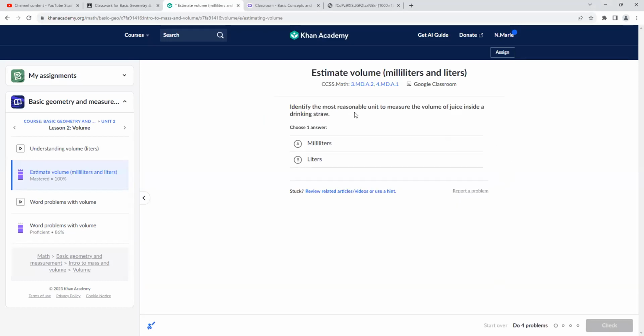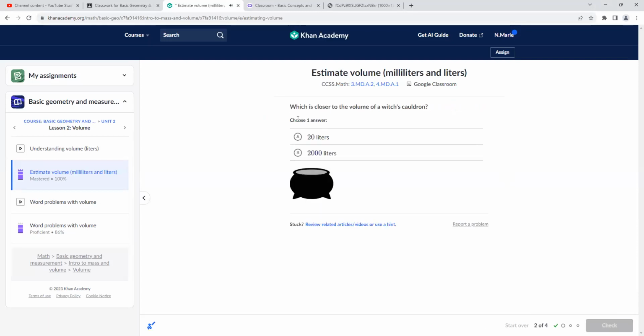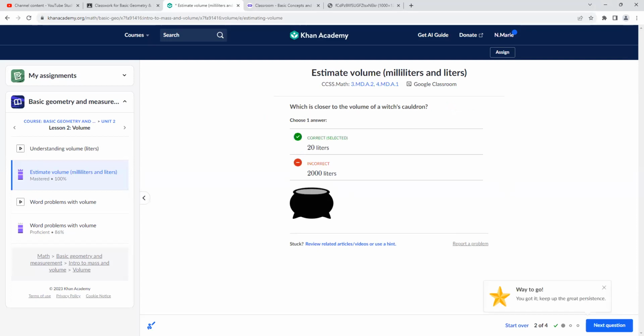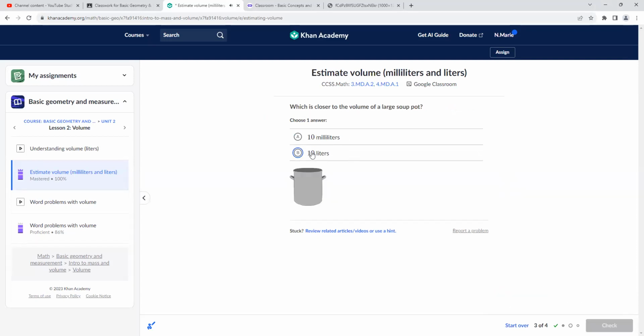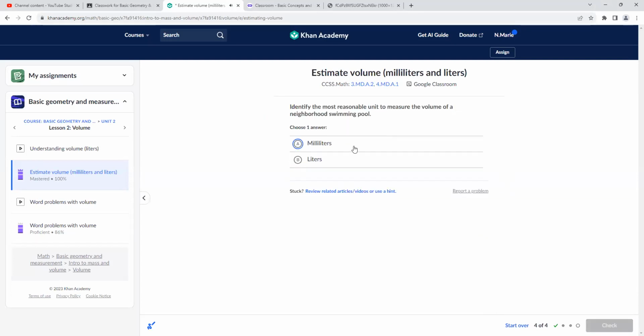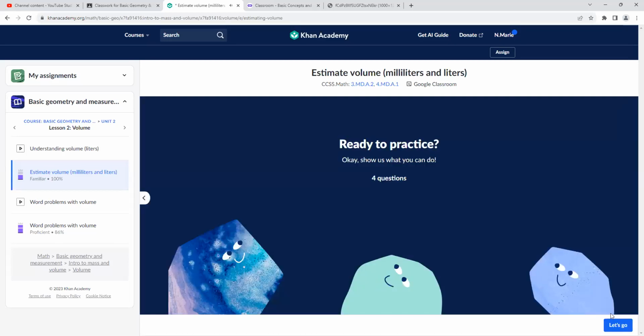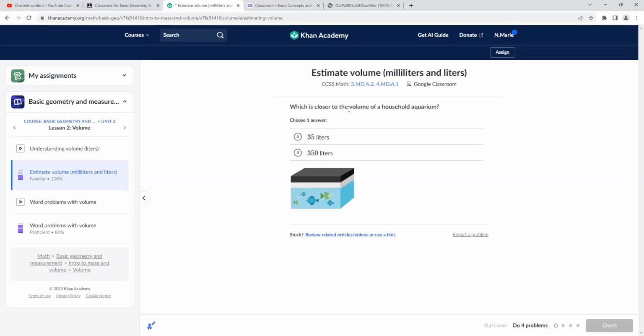So if I was measuring some juice inside of a drinking straw, of course that's a very small amount, milliliters. This would probably be liters. It's hard to say with some of these. Okay, this would be a very small amount. Oh, liters. Sorry, I guess I'm not that great with this one. Swimming pool, definitely liters. Okay, let's try this one again. That definitely needs a little more practice. So milliliters is the smaller one, liters is the bigger one.